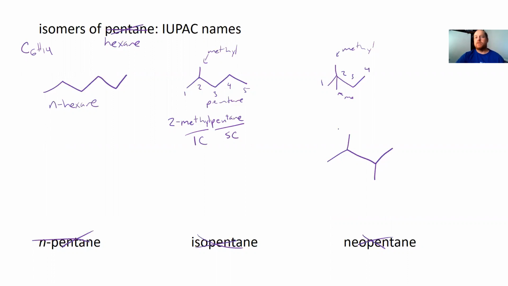Okay, I'm missing one of my isomers, which I'll get to in just a minute. So we have 1 methyl, and 2 methyls on the next isomer. Here, both of those methyls are at the same position. So you're going to have 2,2-dimethyl.